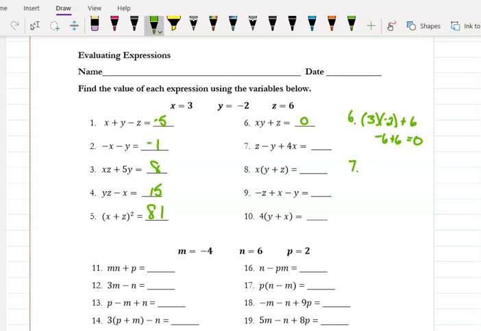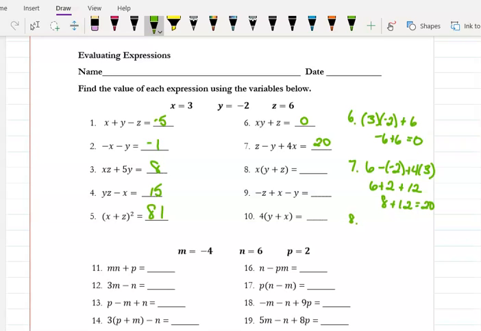Okay, number 7. Z is 6 minus y is -2 plus 4 times 3. Okay, so here's that double negative again. So that would really be 6 plus 2 plus 4 times 3 is 12. And then we go from left to right. 6 plus 2 is 8 plus 12, which would be 20.